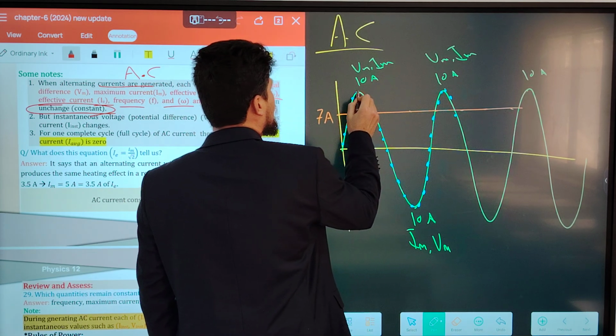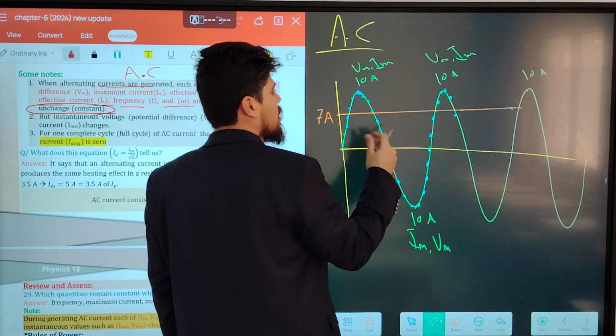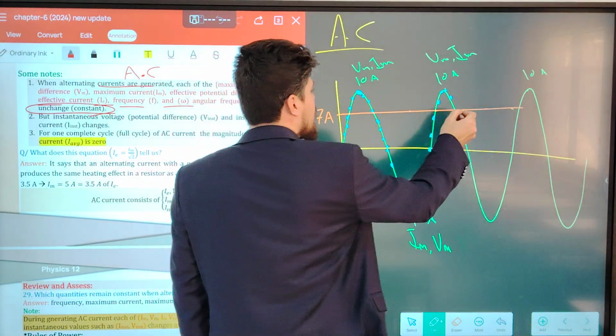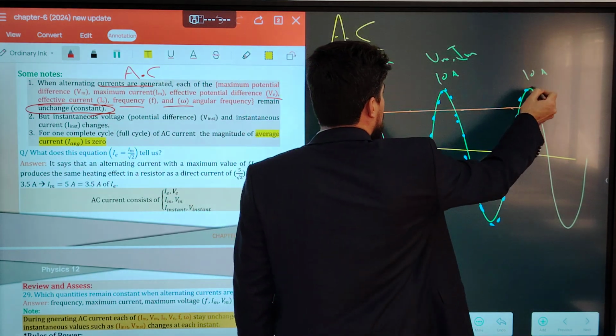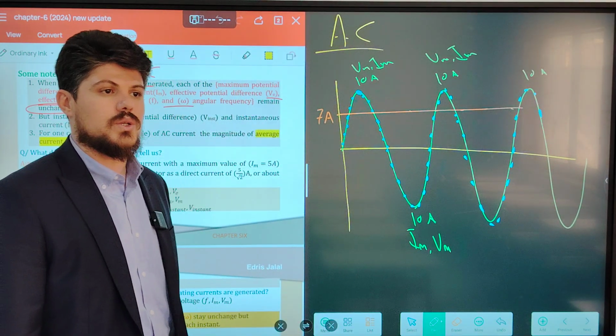Why? What is the value of the current at this point? 10 ampere. How about this point? 0. This point, 2.5. Okay? The instantaneous values of each of the potential difference and the current change continuously.